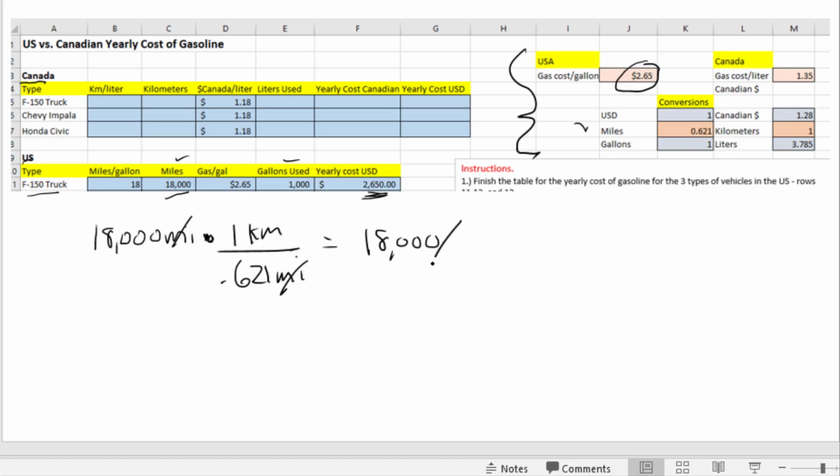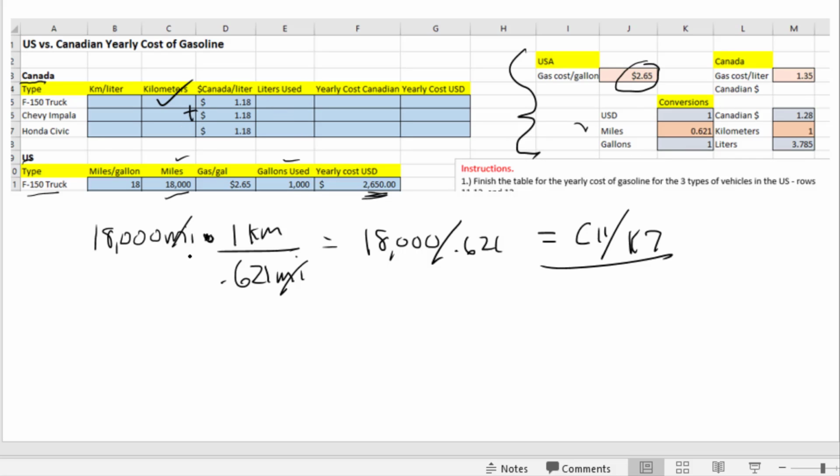Divide it by 0.621. And now I'll actually do this formula for you. That's C11, that's where I'm getting my 18,000 from. Divide it by, and that would be here, K7. So there's the formula that would go here, and then you can pull down.